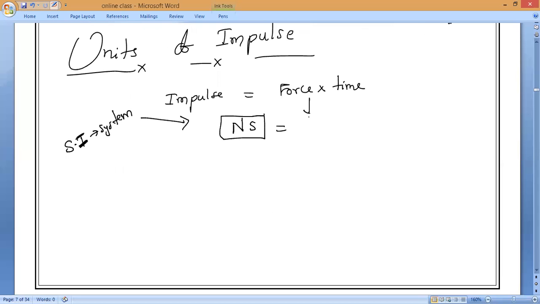What is the unit of force? Unit of force is Newton. Time is second. That's all. So if we multiply Newton second, that is the SI unit of impulse. Any doubt?